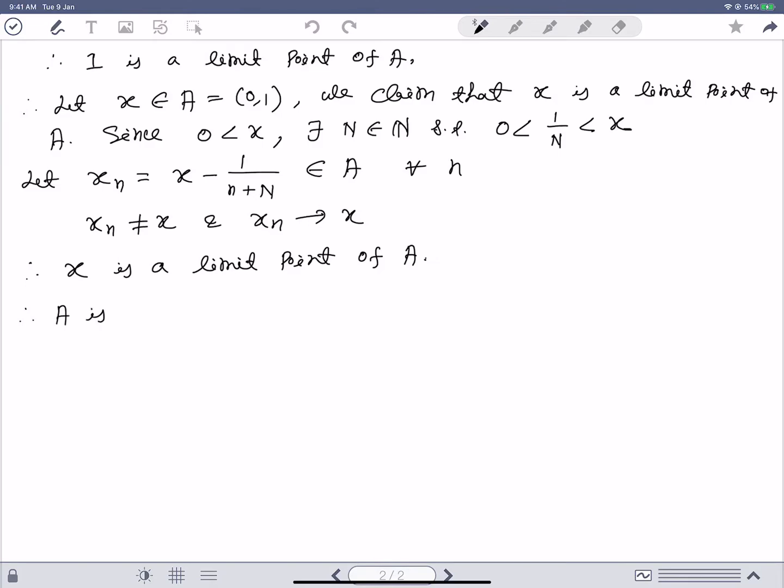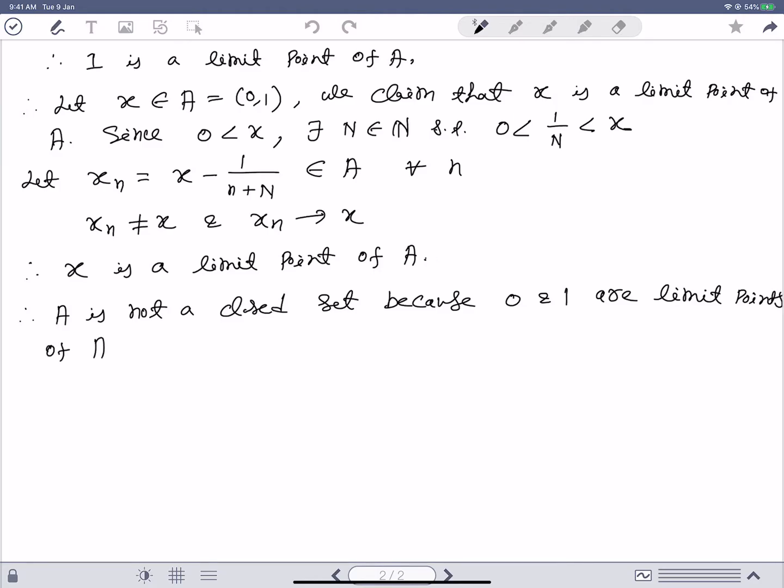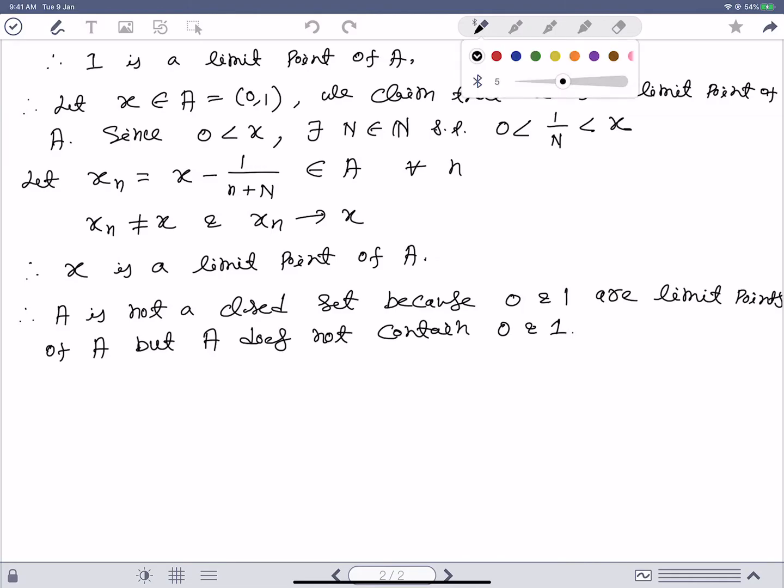So A is not a closed set because 0 and 1 are limit points of A, but the set A does not contain 0 and 1. Okay. Now what about if we take the second example, say the closed interval 0, 1.